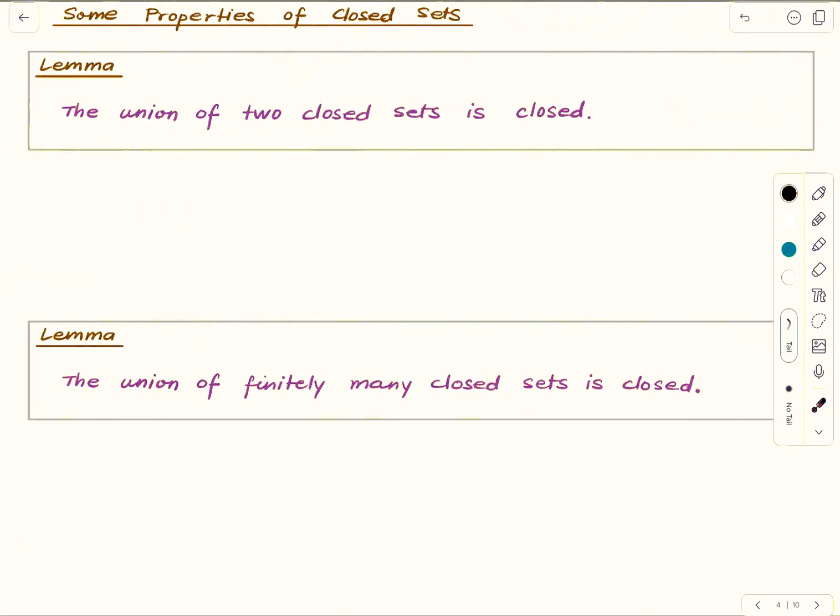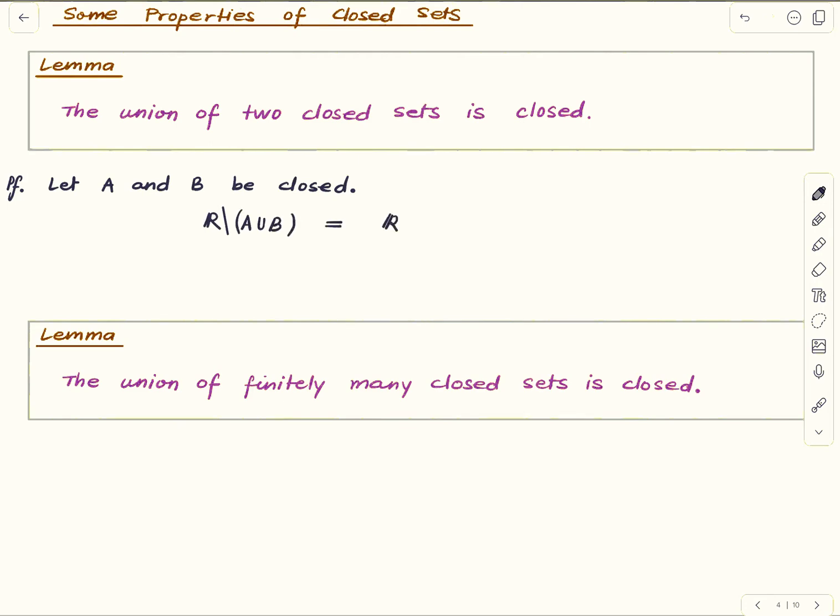And again, just like we had properties of open sets, we will have properties of closed sets. So, first is that the union of any two closed sets is also a closed set. The proof is an exercise in set theory. So, let A and B be closed sets. We want to show their union is a closed set. So, we will take the complement of the union and want to show that it is open. But what is the complement of the union? It is the intersection of the complements.